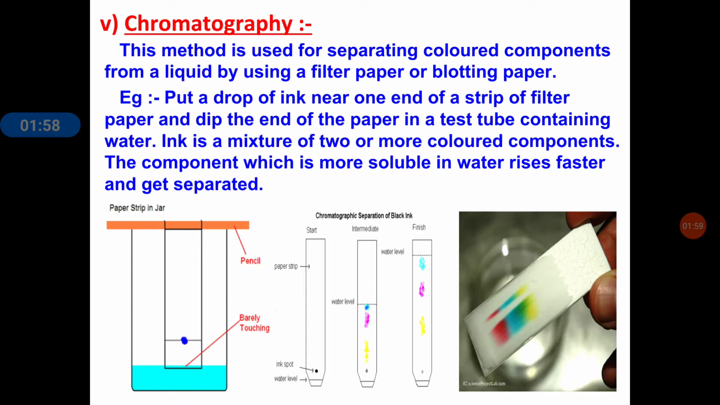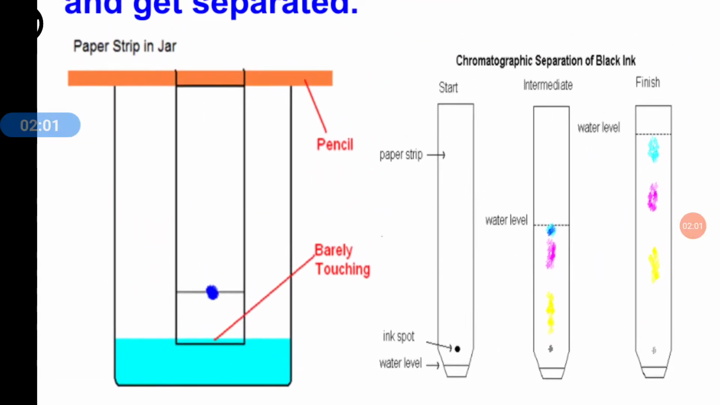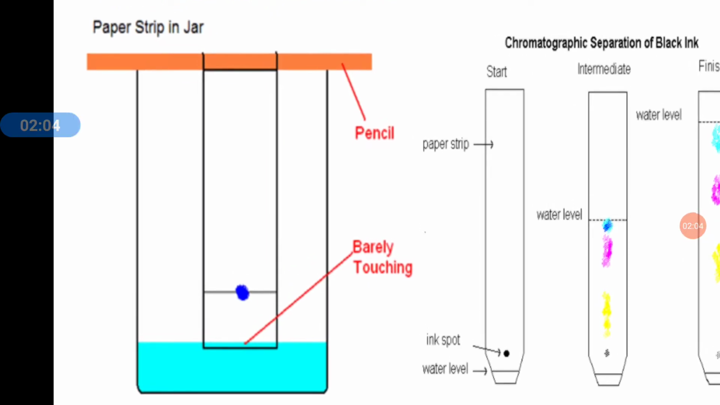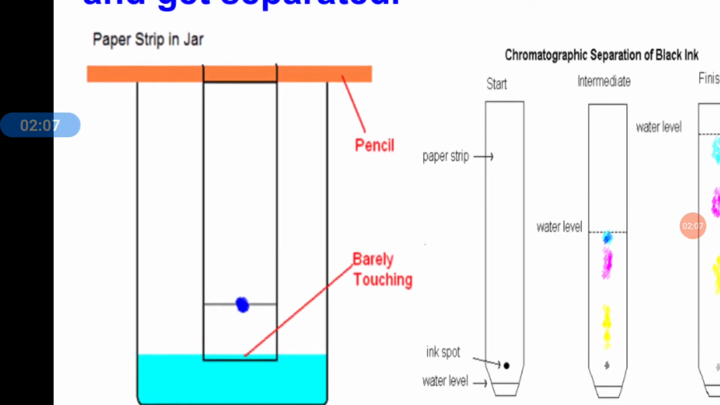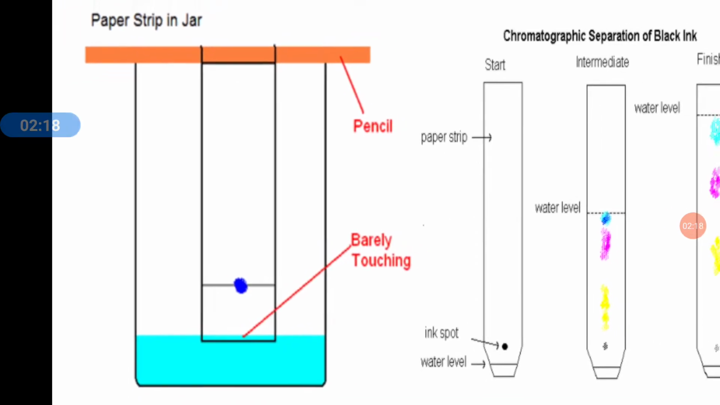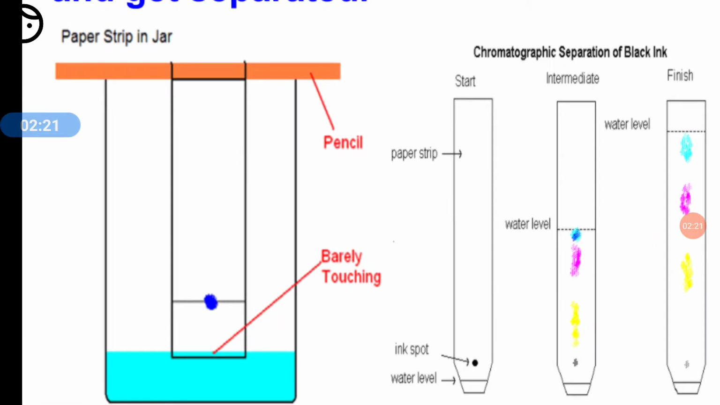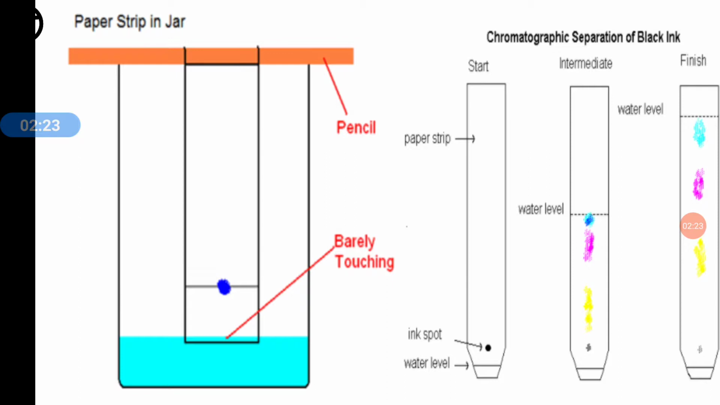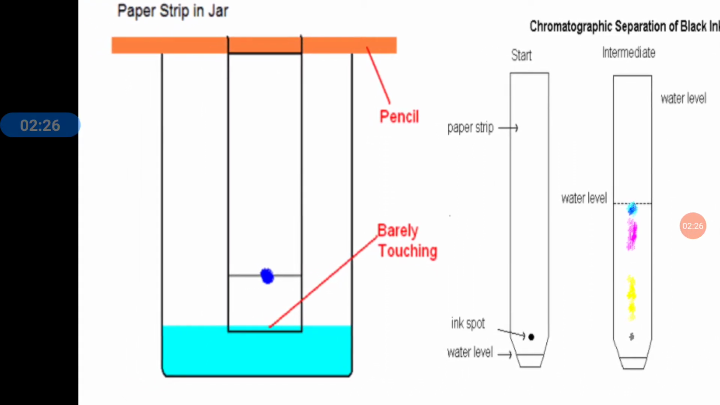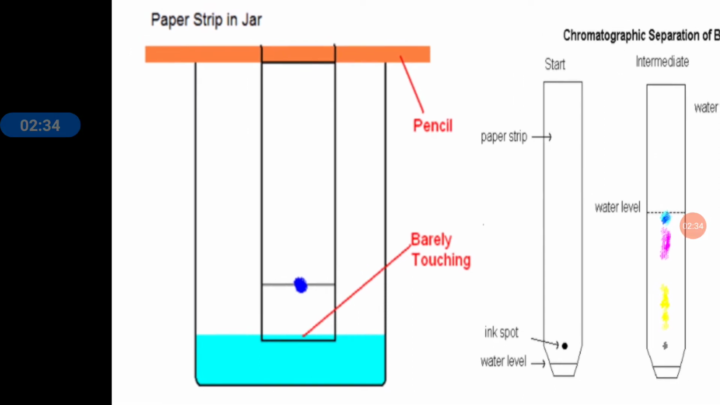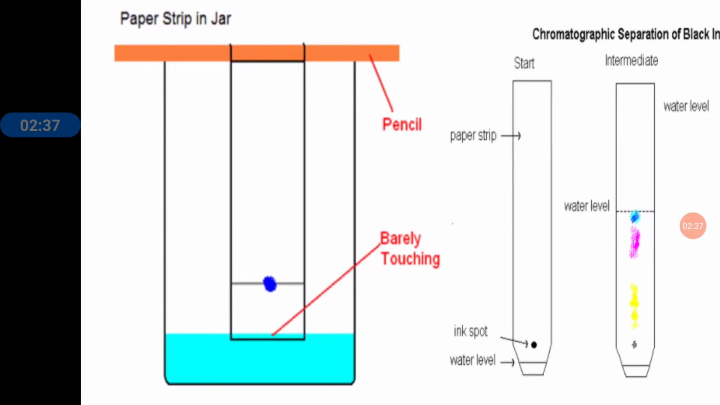Now see here, you have to take a strip of filter paper. Then roughly 2 centimeters up, mark a line with a pencil over the filter paper. Then put a drop of ink on the filter paper. Then take a beaker and put some water in it, and hang that filter paper barely touching the water in the beaker. You can see in this picture, the filter paper is just touching the water.